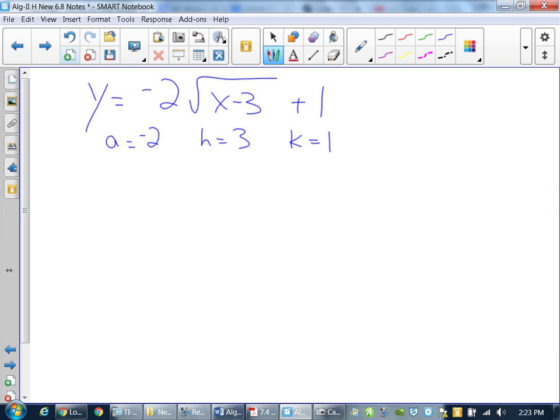Okay? What generic graph are you going to plot to start with? -2 square root x. What are the values of x you're going to choose from? 0, 1, 4, and 9.